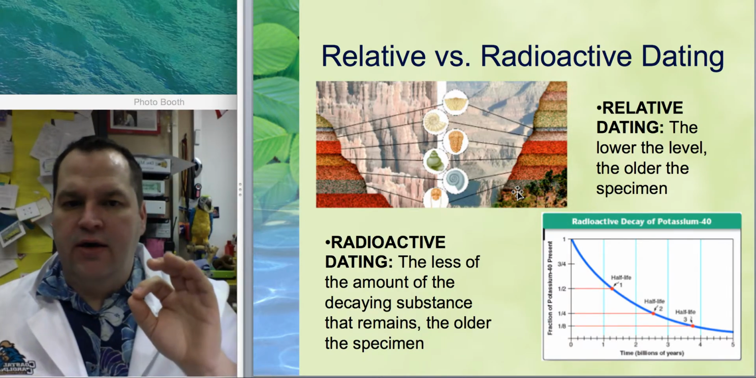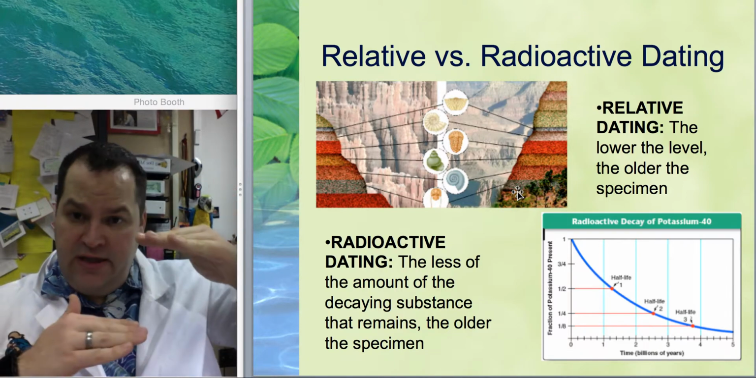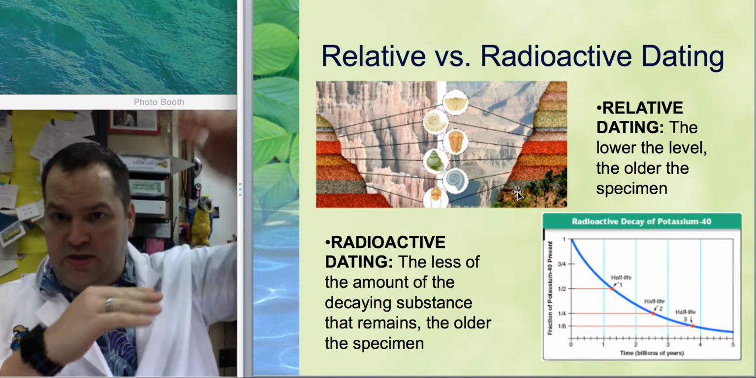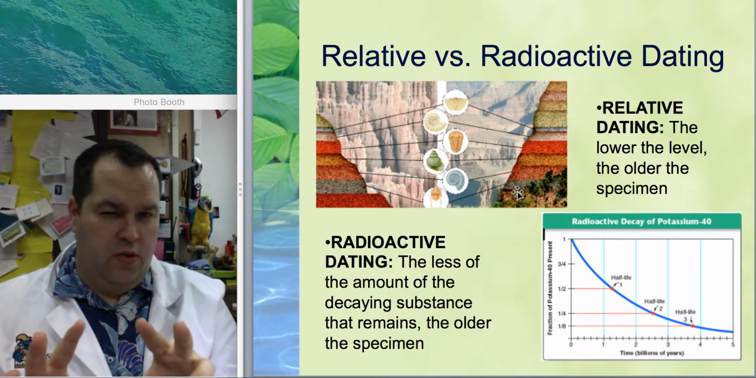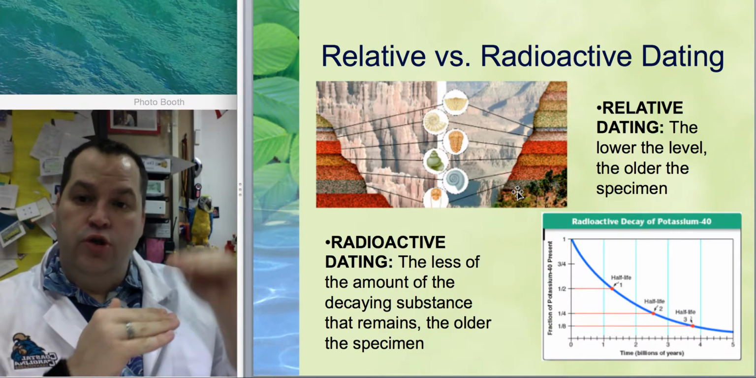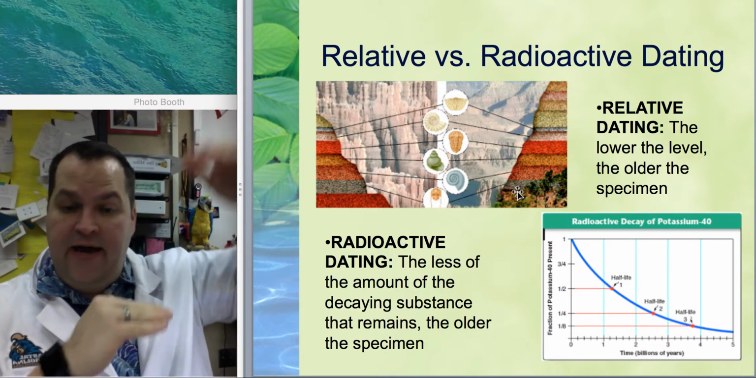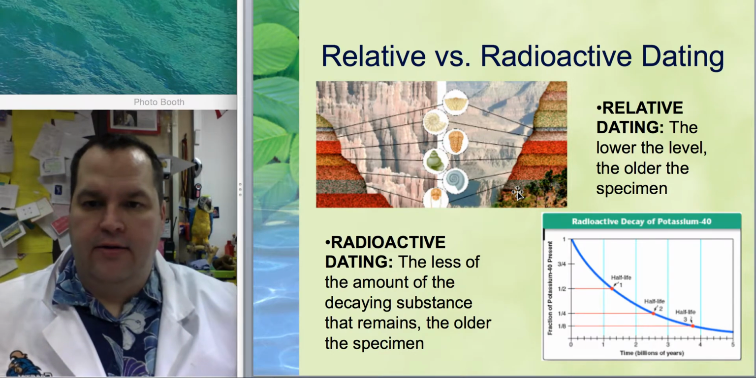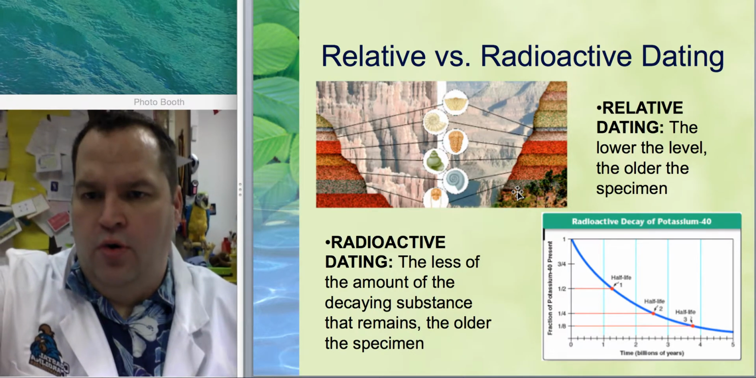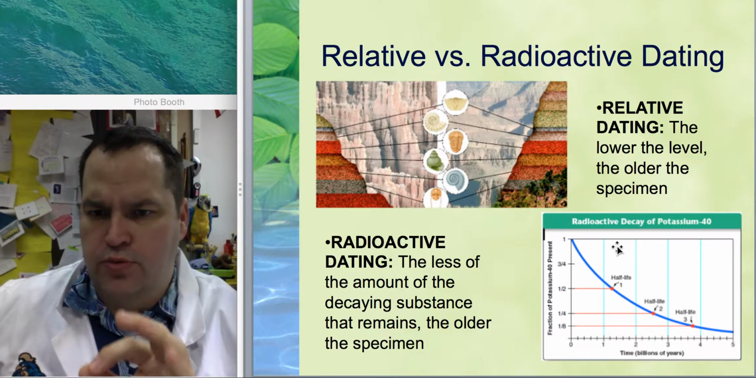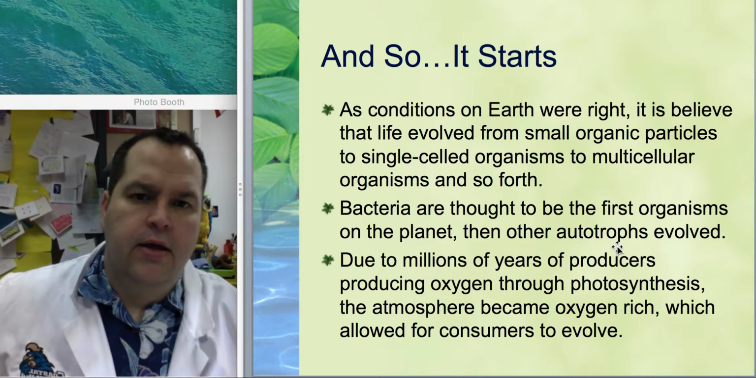So you can see that while relative dating really puts things into perspective with other specimens, so evolutionarily speaking, which is really what we're going to concentrate on, you can see where all this stuff happened. Radioactive dating can give us a more quantifiable, almost a more certain number.